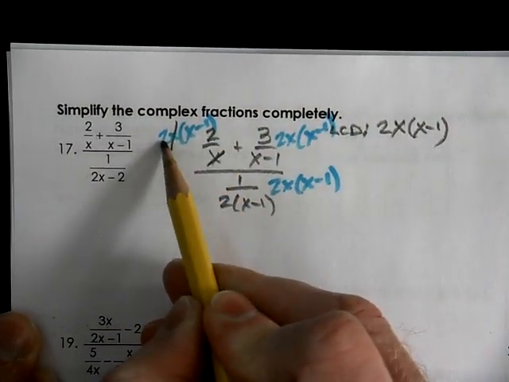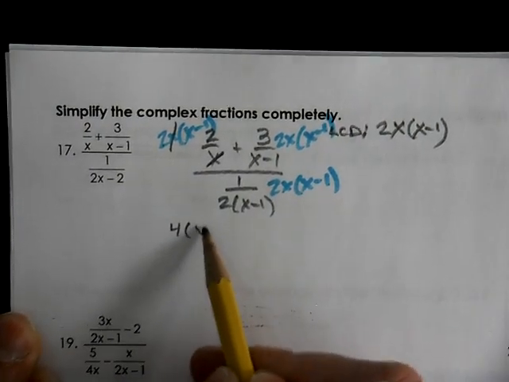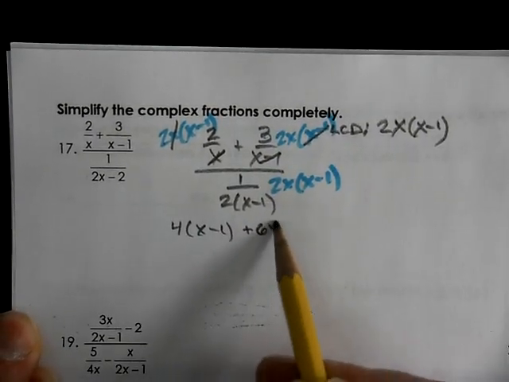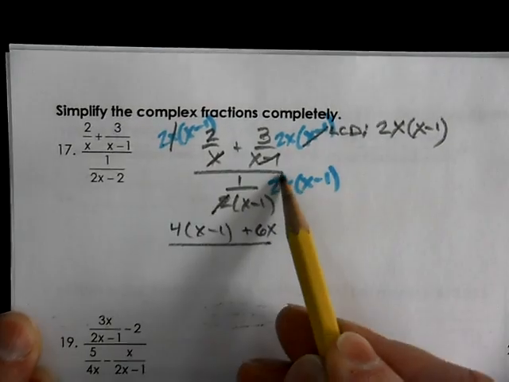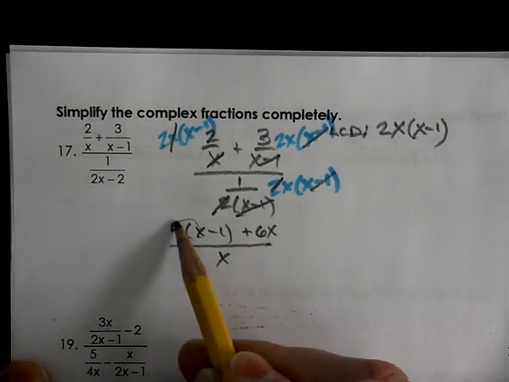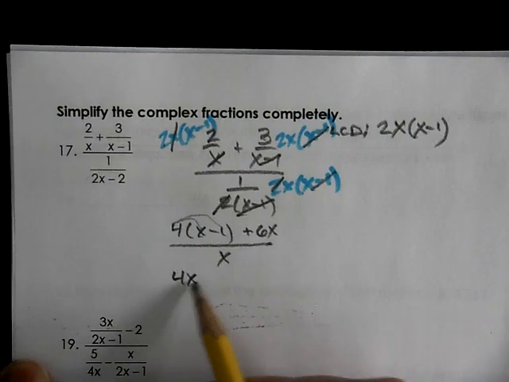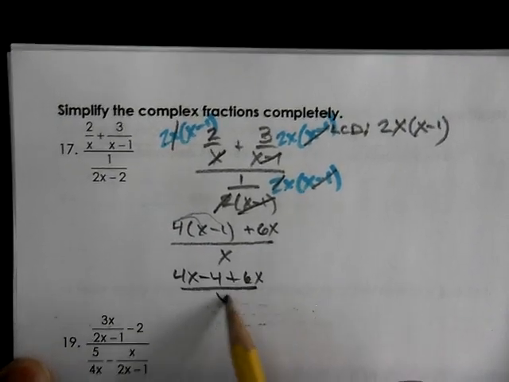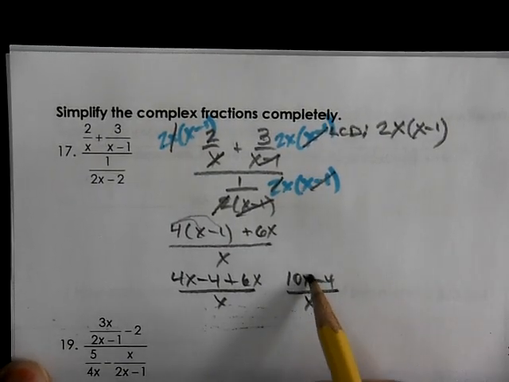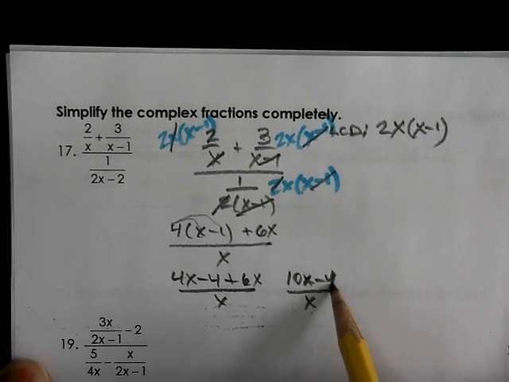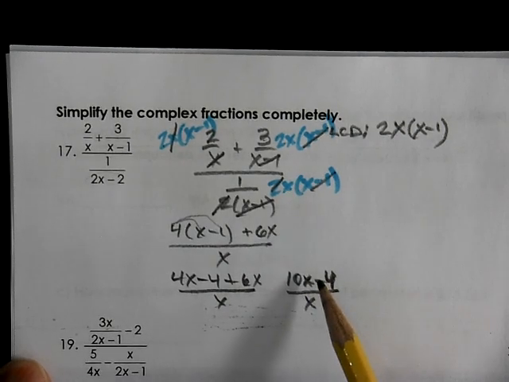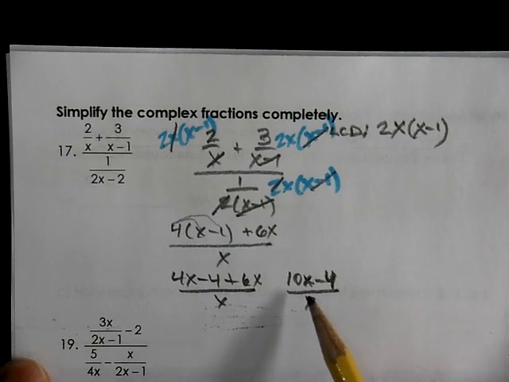So this is going to make 4 times x minus 1. This is going to make 6x. And this is going to make x. So we'd get 4x minus 4. And then we'd get 10x minus 4 over x. Now do notice you cannot reduce the x's because it's on one side of an addition or subtraction sign. You cannot reduce that. So that's our answer.